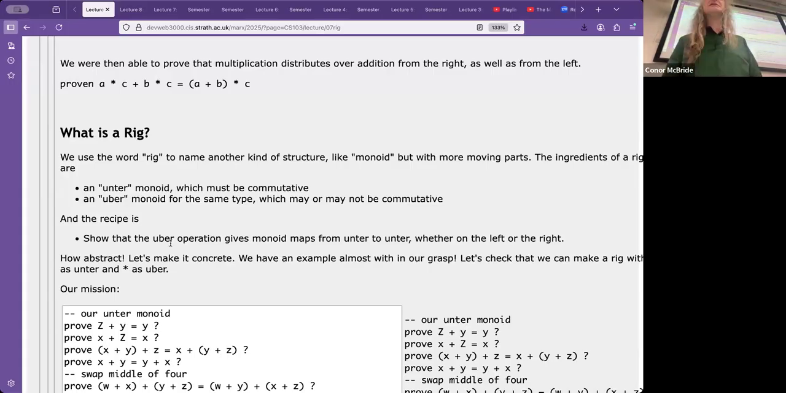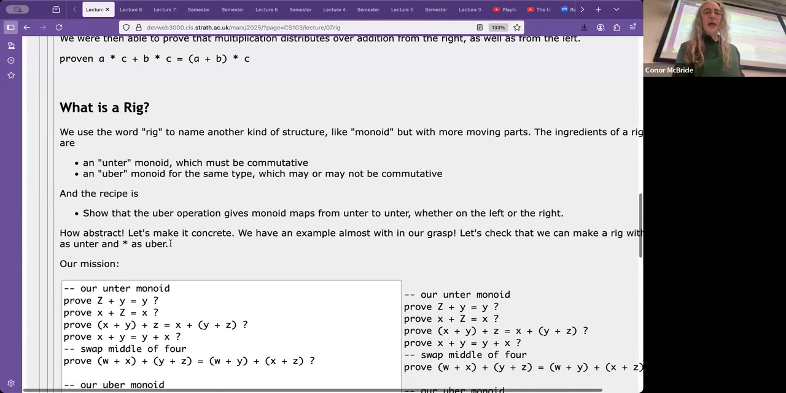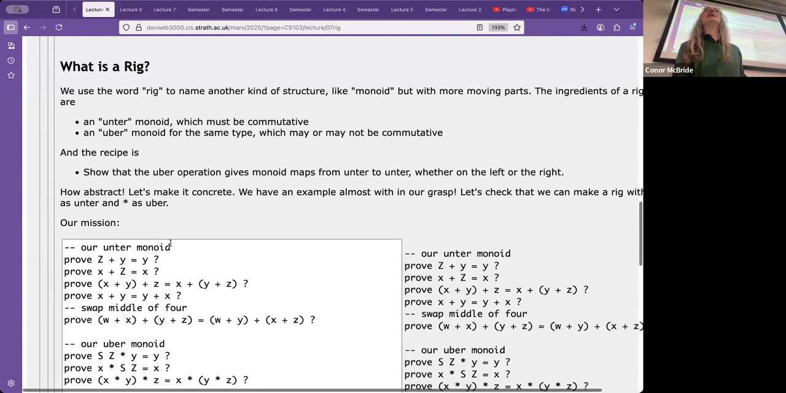Anyway, we got two monoids. We're going to call them the untermonoid and the ubermonoid. And the untermonoid has to be commutative, so you have to be able to swap the inputs to the operation. And the crucial thing is that they have to have the same data, and there has to be a distributive law. That's to say, doing the ubermonoid's operation has to be a monoid map from the untermonoid to itself.